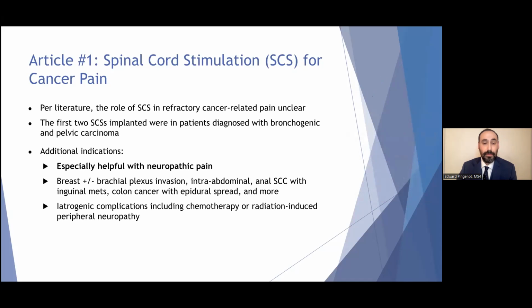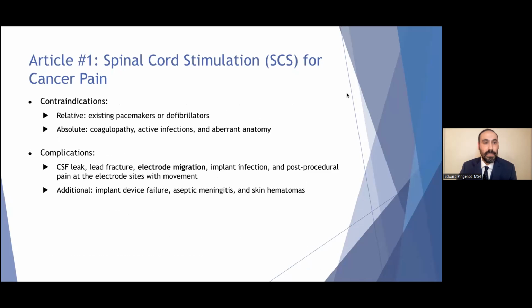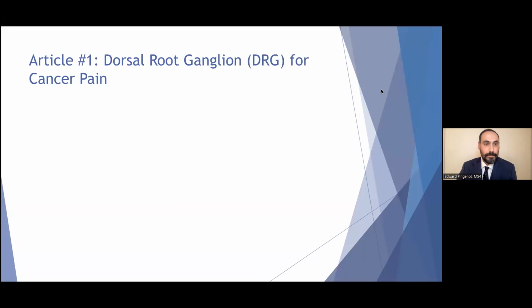Also, when iatrogenic complications arise, including radiation-induced peripheral neuropathy, spinal cord stimulation might be a viable option. And the contraindications for traditional spinal cord stimulation are relative if they have an existing pacemaker or defibrillator, and absolute if there's coagulopathy, active infection, or aberrant anatomy, much like intrathecal therapy. Some complications that may occur are CSF leak and infection, but electrode migration, again, is one that we want to really emphasize here, in addition to the possibility of device failure and other things.